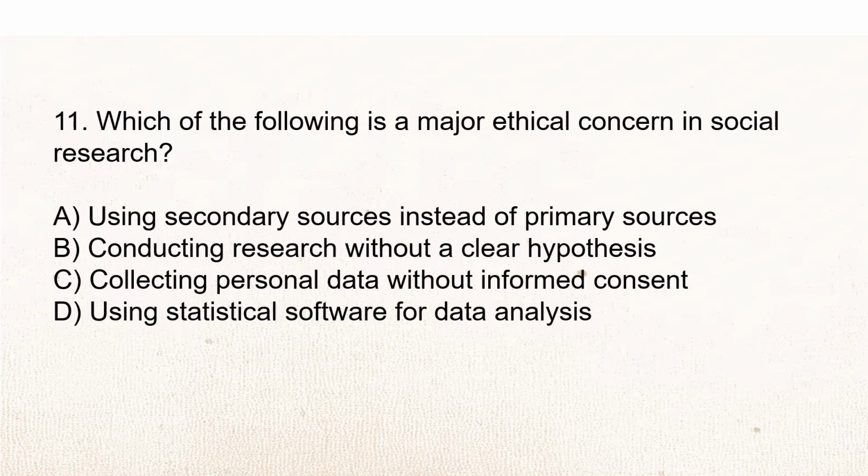Number 11. Which of the following is a major ethical concern in social research? Letter A, using secondary sources instead of primary sources. Letter B, conducting research without a clear hypothesis. Letter C, collecting personal data without informed consent. Or letter D, using statistical software for data analysis.